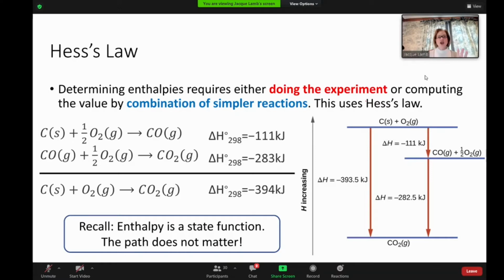So it doesn't matter if the reaction occurs in one step or it occurs in 2 steps. In your last lab, you did a reaction that occurred in 2 steps. There was a displacement reaction and then a decomposition reaction.